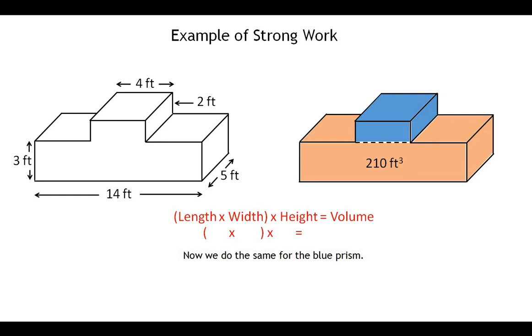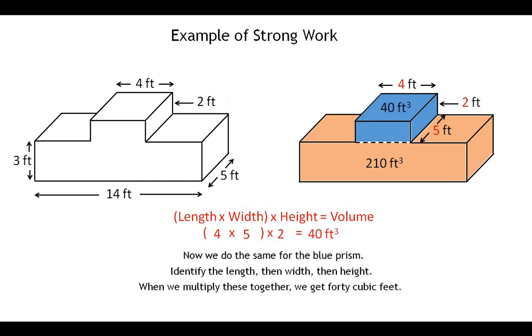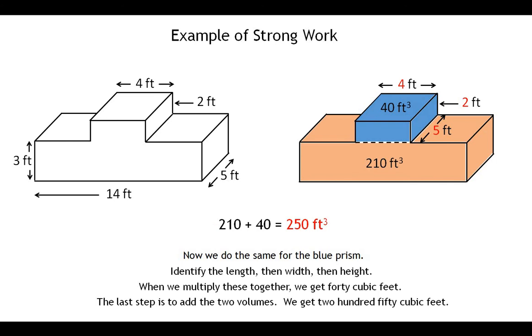Now we do the same for the blue prism. Identify the length, then width, then height. When we multiply these together, we get 40 cubic feet. The last step is to add the two volumes. We get 250 cubic feet.